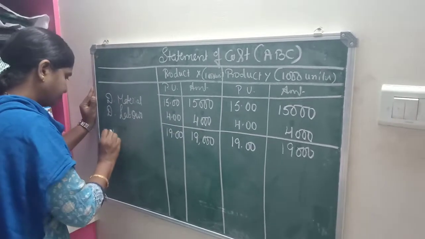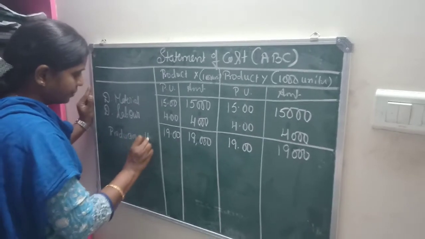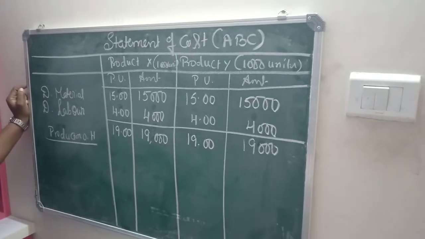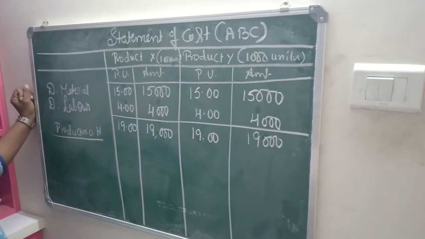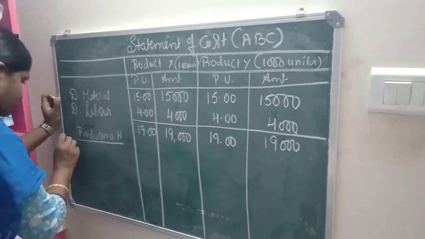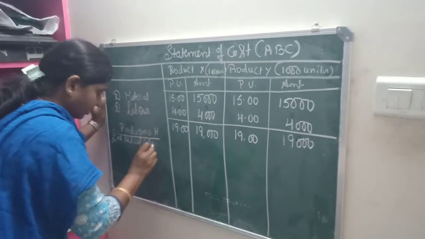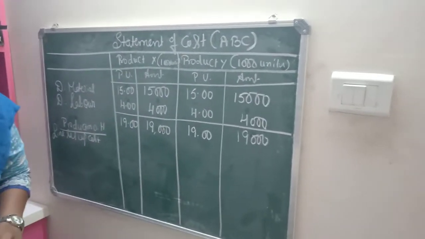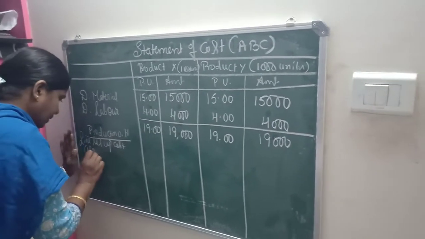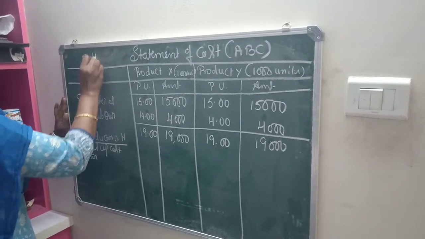Then add production overhead. Here production overhead is split into three different activities. One is line setup cost. Second one is production inspection cost. Another one is material movement cost. Line setup cost: how much is that? Here line setup cost is total 18,000 rupees they have provided, and we want to divide this in the ratio 5:4.